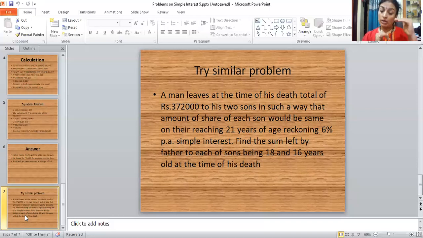That means for the elder one, 21 minus 18, it is 3 years. For the younger one, 21 minus 16, that is 5 years. And here the rate is given as 6%. So I becomes 0.06. And we have to keep one principal as P and another one as 3,72,000 minus P. I hope, dear students, now you can solve it without any problem and you will enjoy the solution of the problem.